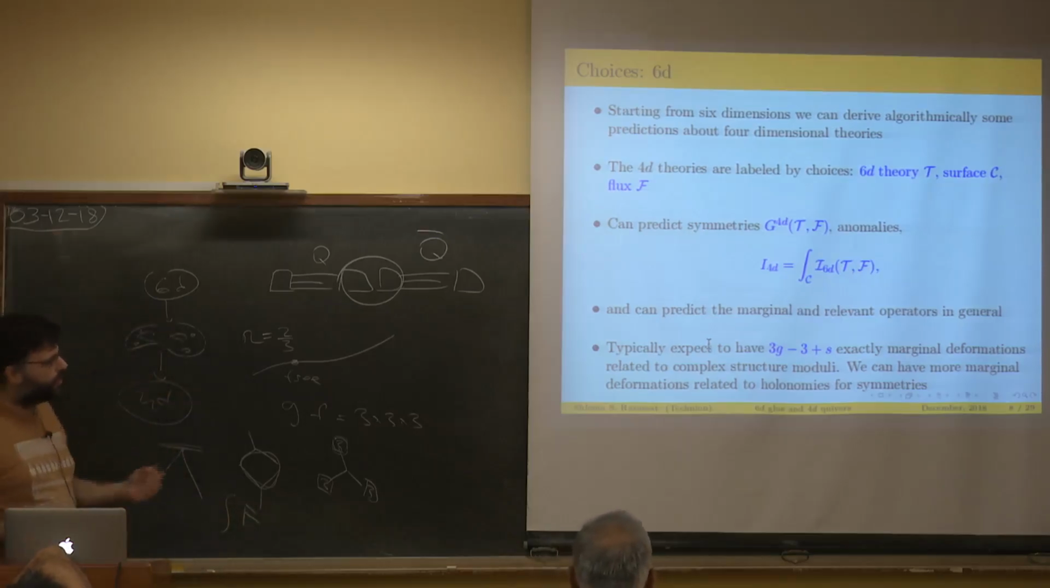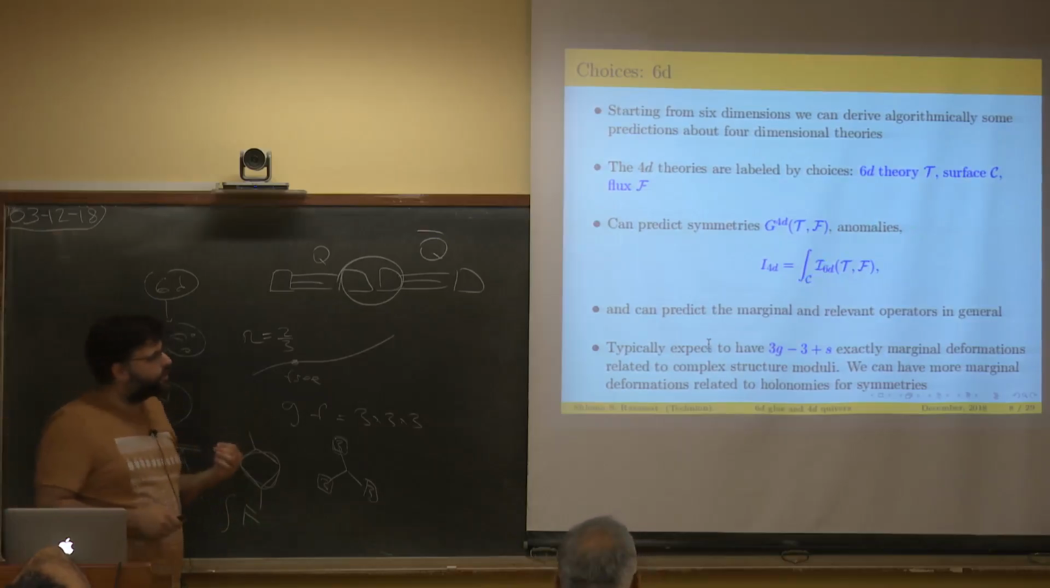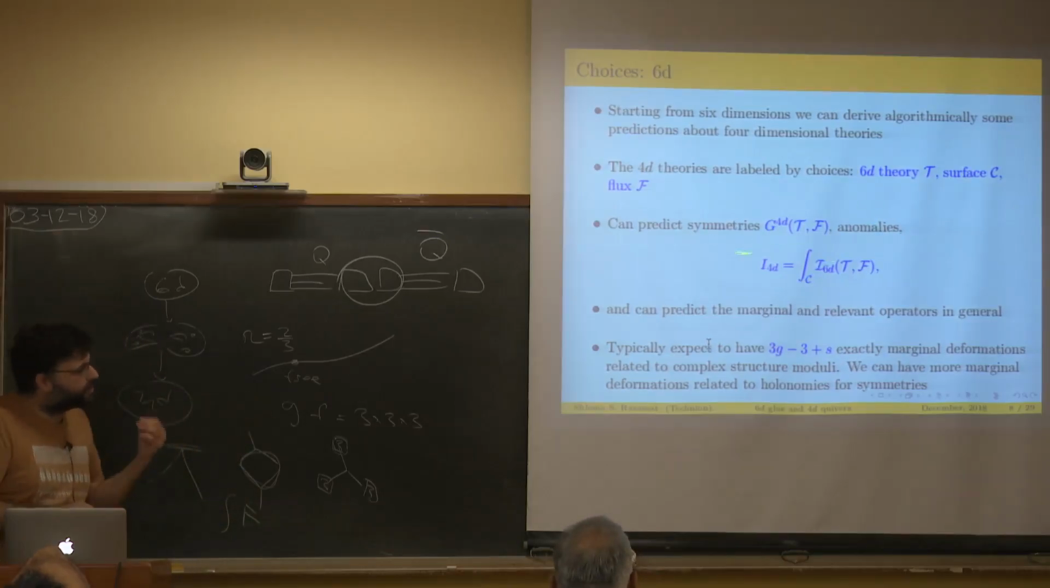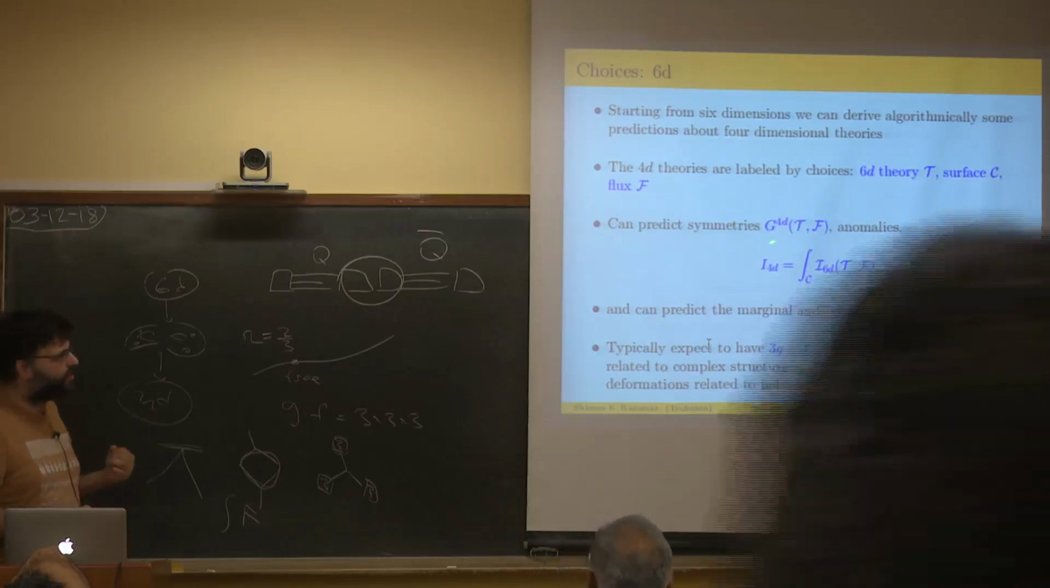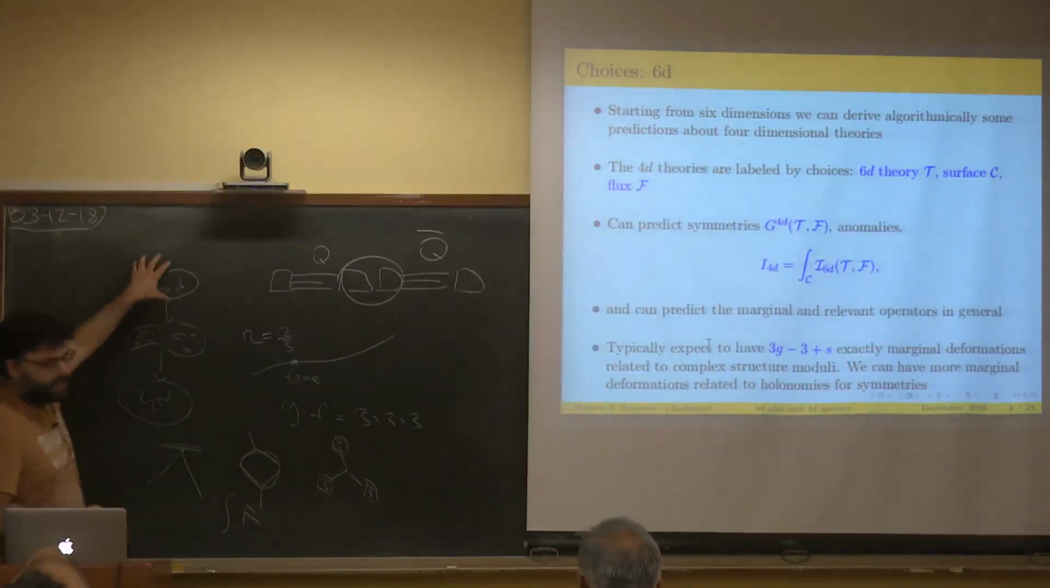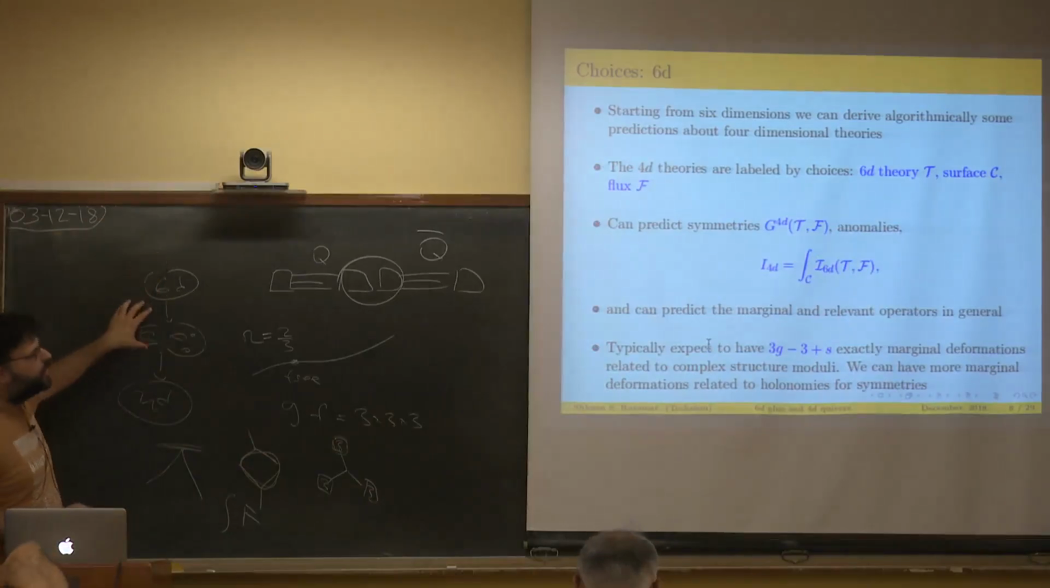So we can turn on this flux and it breaks the 6-dimensional symmetry. So in particular, we can predict what the 4-dimensional symmetry is. We expect the 4-dimensional theory to be determined by the symmetry in 6 dimensions, which commutes with your choice of flux. Okay?